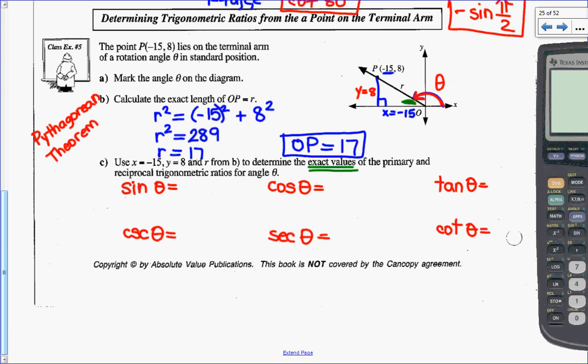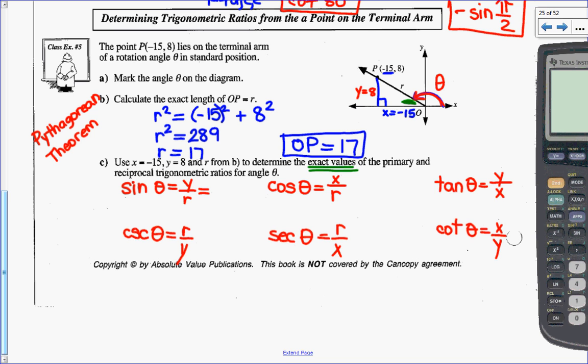Right, okay. Now let's put in terms of x, y, and r, the sine ratio is y over r. So in that case, its reciprocal would be r over y. The trig ratio for cosine is x over r, so its reciprocal would be r over x. The trig ratio for tangent is y over x, so its reciprocal would be x over y. Okay, now we can fill in those values.